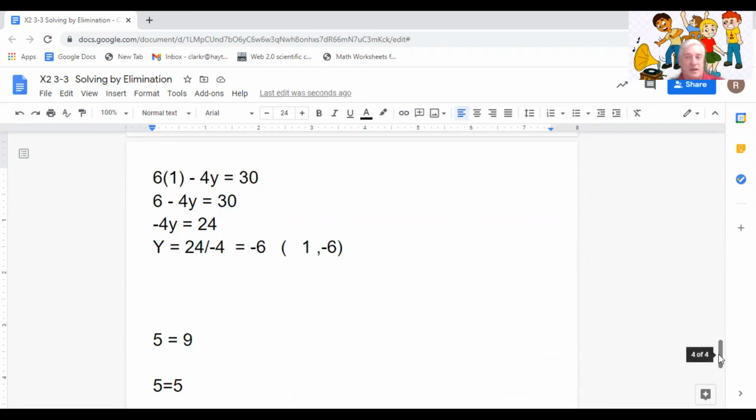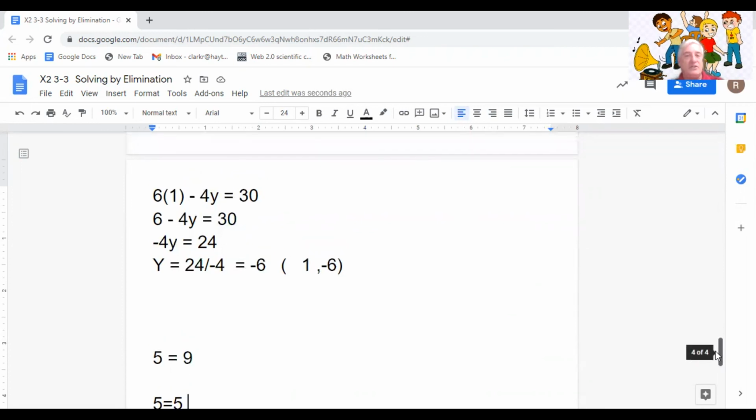Now, those are 2 trick examples you might come up with. The rest of these, you should be able to come up with some whole numbers today because I didn't deal with fractions yet. We will in a couple of days.